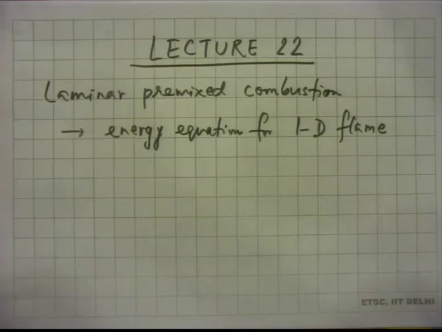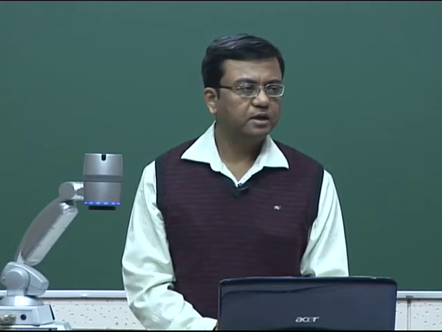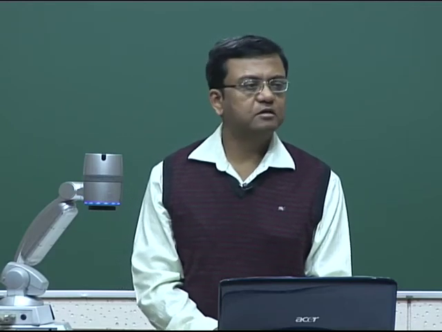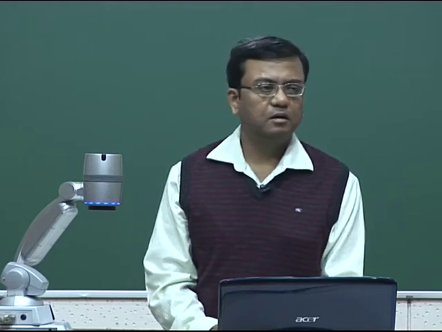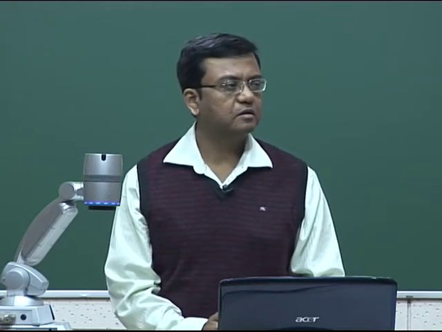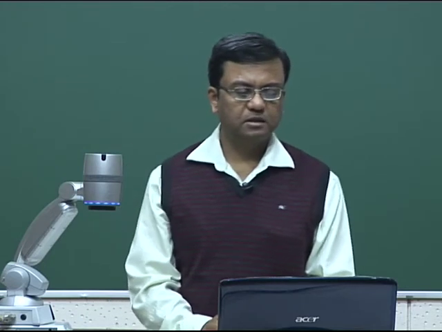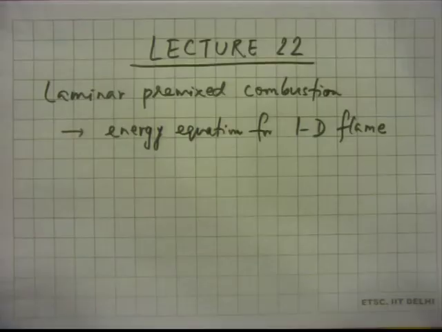This is lecture 22, and in the last lecture we had looked at the mass conservation equation and the species conservation equation for a 1D planar premixed flame. We made a lot of assumptions. We said that it is constant area, steady flow, constant properties, Lewis number equal to 1, things like that, and we could do the mass and species conservation equations in the last class.